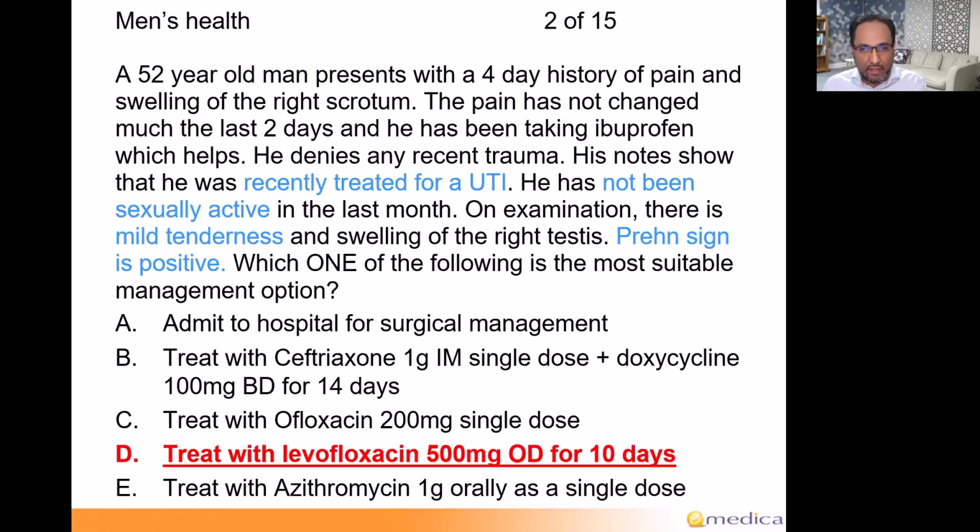Some are more likely if you've been sexually active, things like chlamydia, gonorrhea, in which case the management might be different. Others are more likely if you recently had a UTI, like E. coli or things like that, in which case levofloxacin is the right answer. So that's why the answer is D, levofloxacin. Whereas, if you thought it was torsion, well, this would be the right management for torsion.